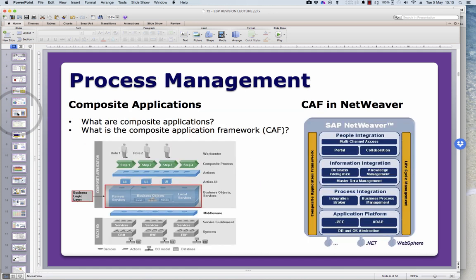So process management. What are composite applications? Well, down at the bottom of this diagram, there are various services. So you've got CRM, you've got Business Warehouse, you've got ERP, and you've got the databases that are down here running these things. Through service enablement, you can make connections out of this area through middleware in the applications integration section, using web services. And here we have a business logic layer.